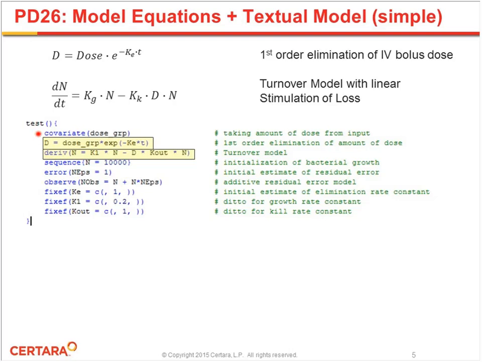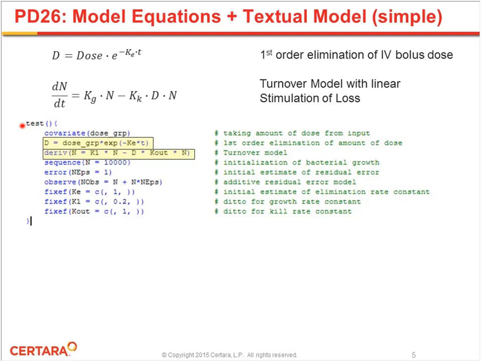We use this statement here to introduce the 4 different dose groups. Behind these dose groups is the amount of the administered drug as an IV bolus. And with the covariate statement, we are just importing this data into the model. So this is just another way to link data from your input with the model by this covariate statement.